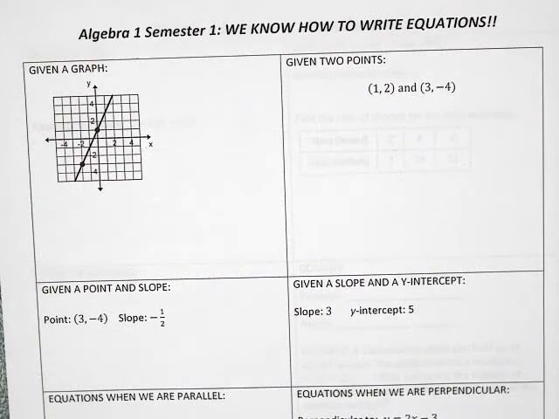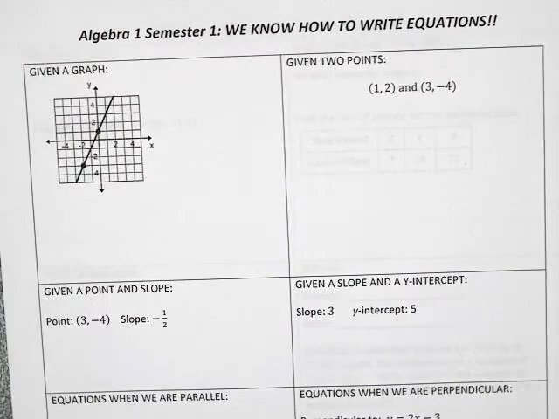So we've reviewed so far how to solve a bunch of different stuff, how to graph a bunch of different stuff, and now we're going to review how to write equations given a bunch of different information. So let's start with given a graph.